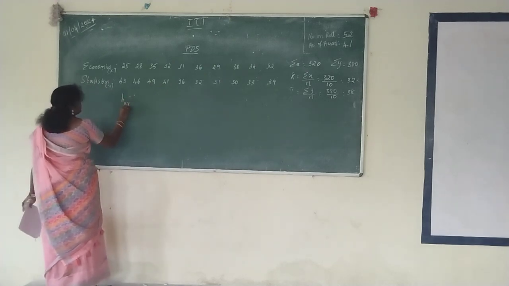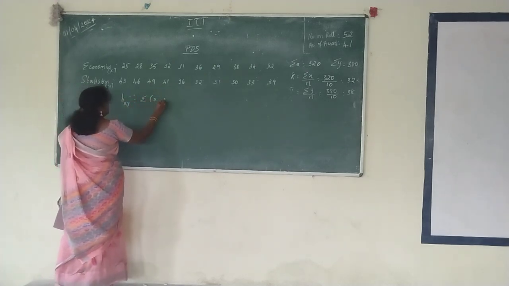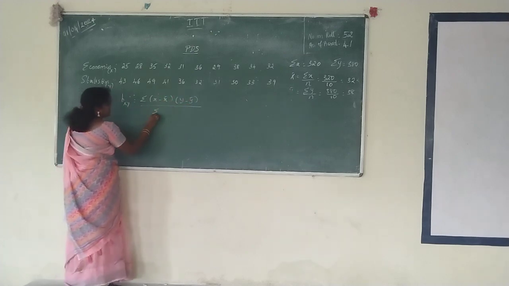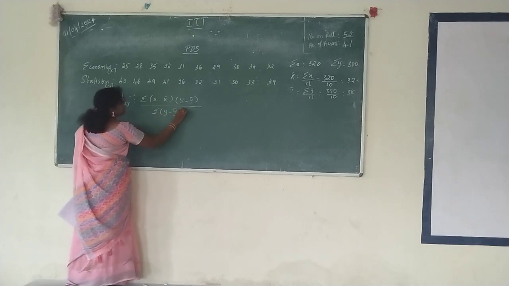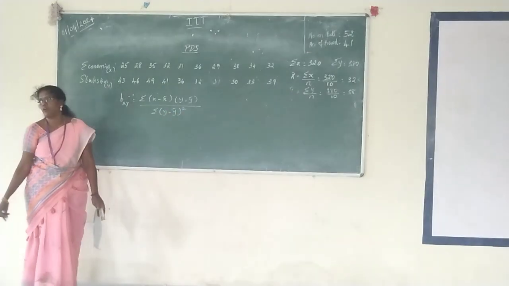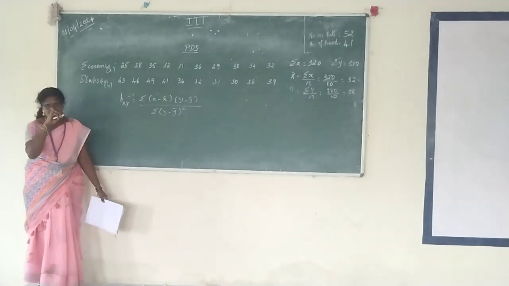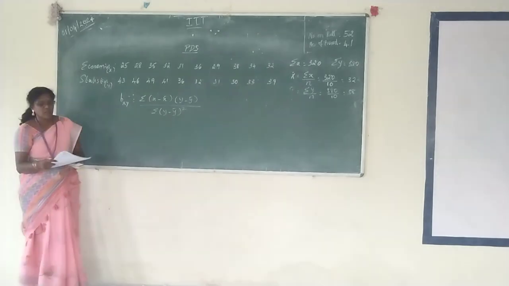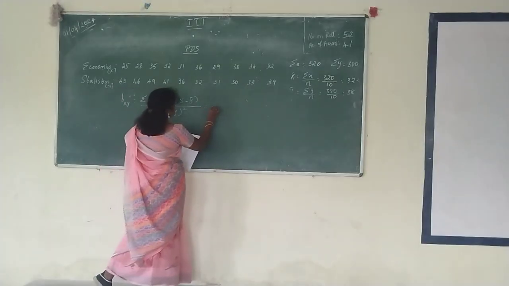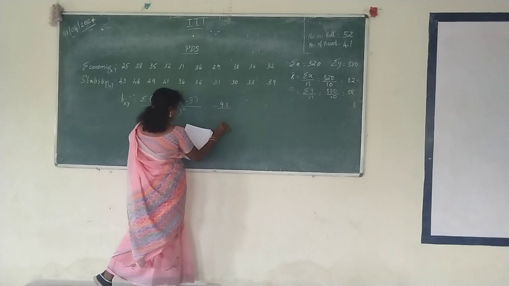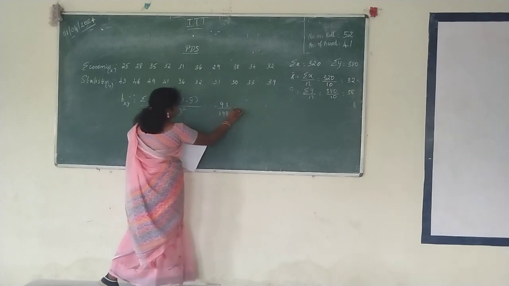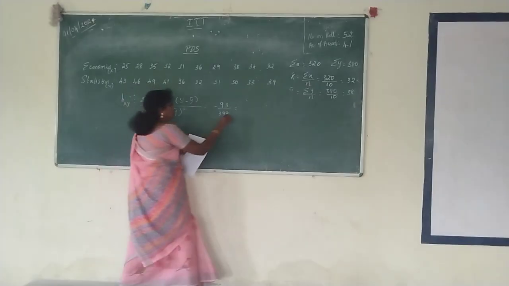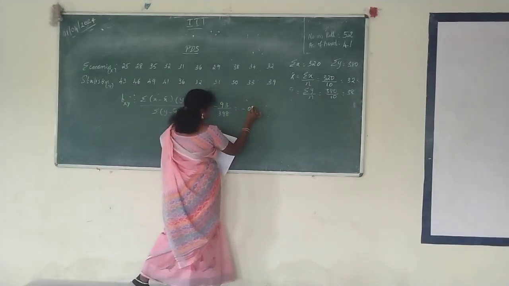The regression coefficient b x y equals summation of x minus x bar into y minus y bar divided by summation of y minus y bar the whole square. That is the formula. Numerator is the product of both, denominator will be the second term. So what is the total? Minus 93 divided by 398. Find what is the answer? Minus 0.23.